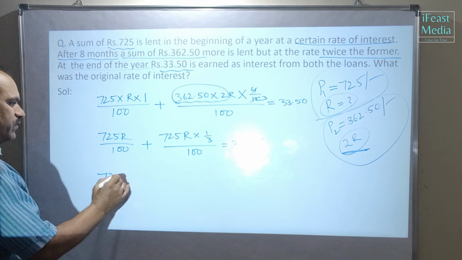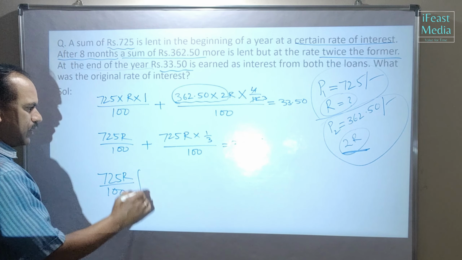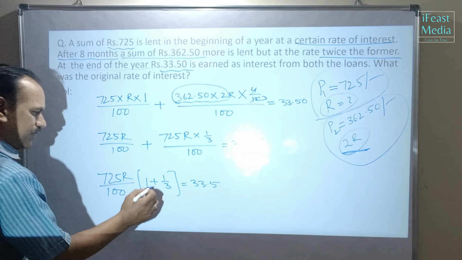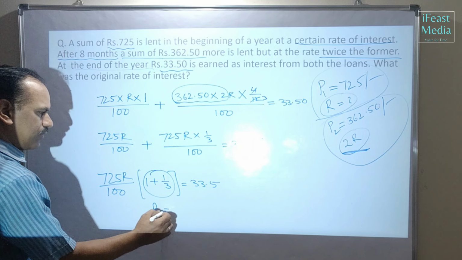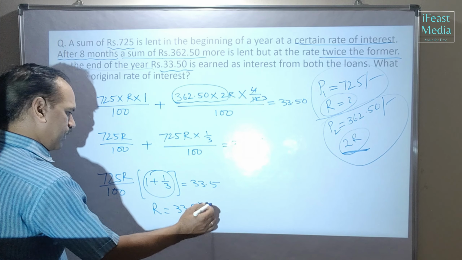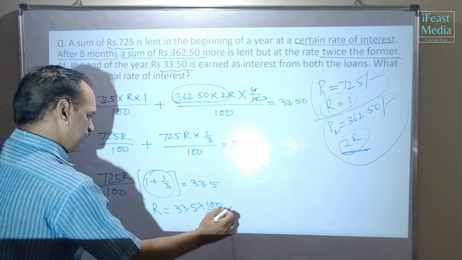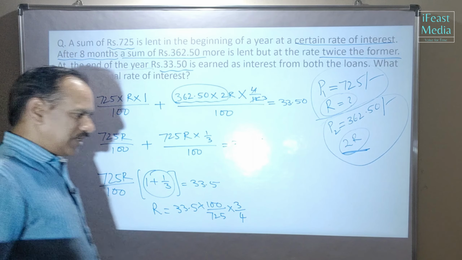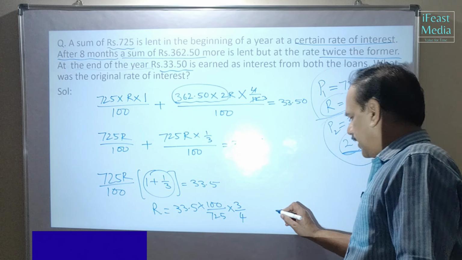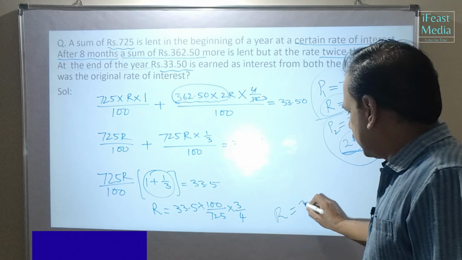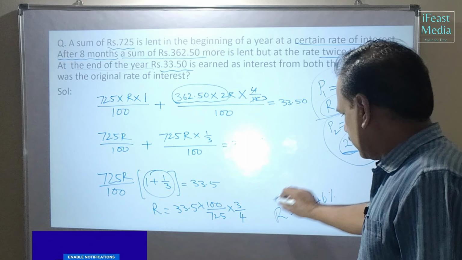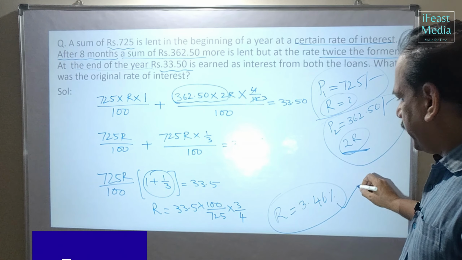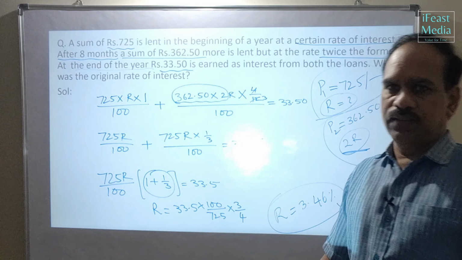So you take 725R by 100 out. 1 plus 1 by 3 remains, equal to 33.5. This is 4 by 3. So R equal to 33.5 into 100 by 725 into 4 by 3, which becomes 3 by 4. So if you calculate this, what you will get is R equal to 3.46%. Somewhat difficult to calculate this value, but the answer is 3.46 after the calculation.